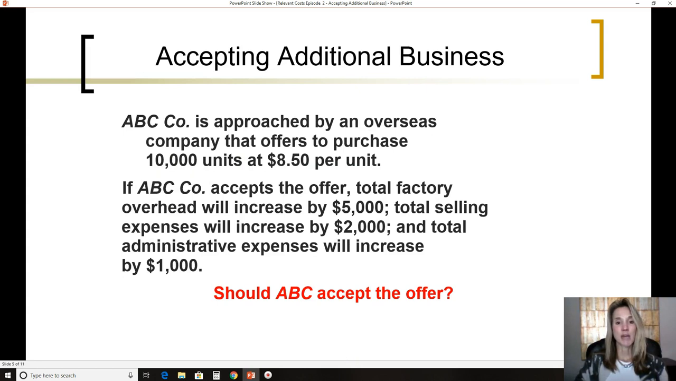ABC is approached by an overseas company that offers to purchase 10,000 units at a cost of $8.50 per unit. If ABC accepts this offer, total factory overhead will increase by $5,000, selling expenses will increase by $2,000, and total administrative expenses will increase by $1,000. The question is, should ABC accept the offer?